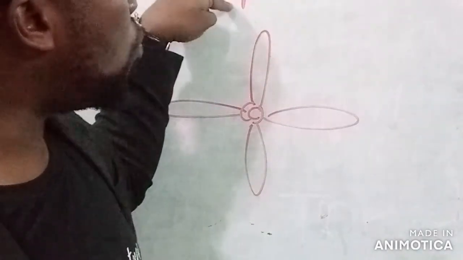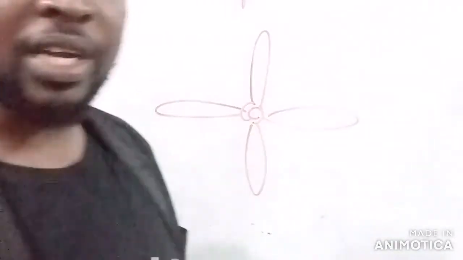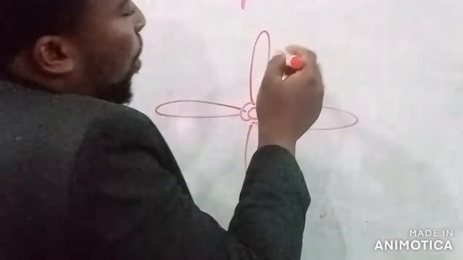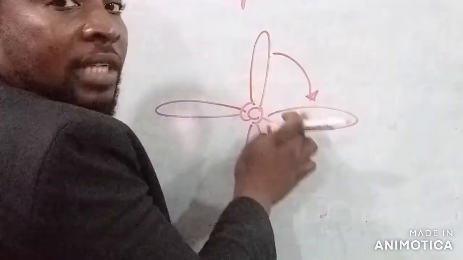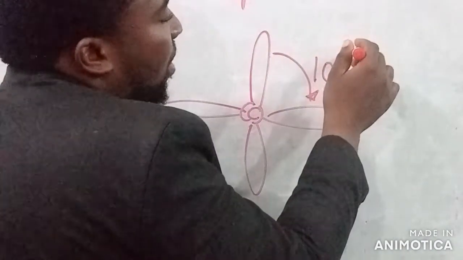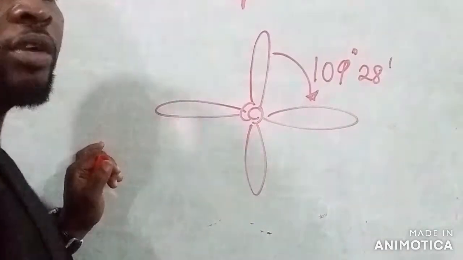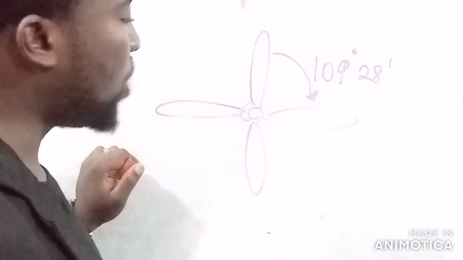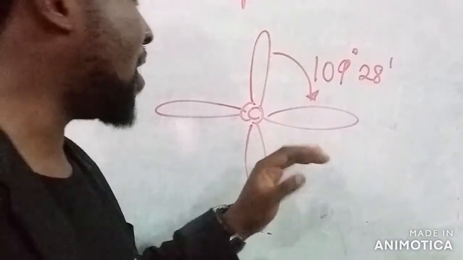So sp3 means one electron from the s and three electrons from the p, forming covalent bonds. That is what we call sp3 hybridization. Now the bond angle between one bond and the next adjacent bond is exactly 109 degrees 28 minutes. 109 degrees 28 minutes.